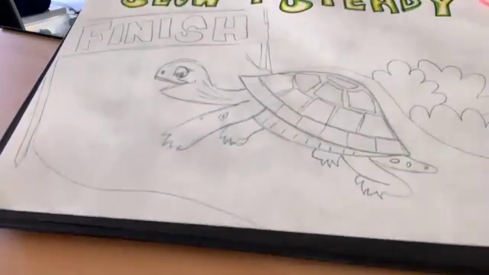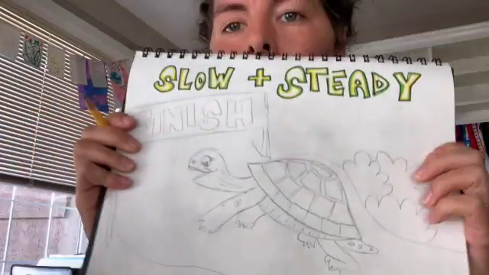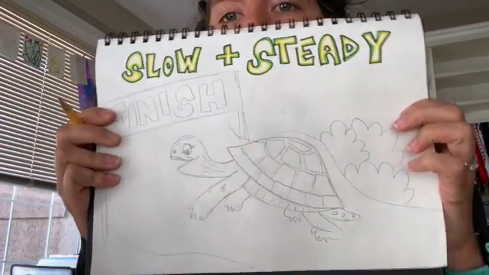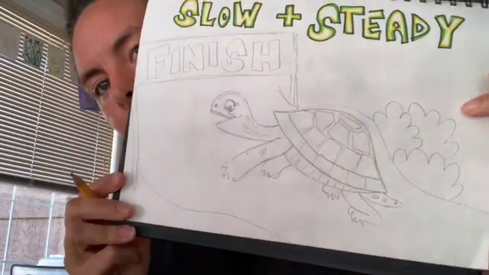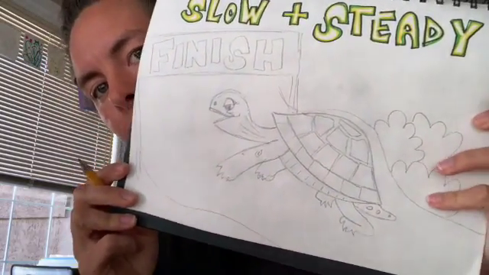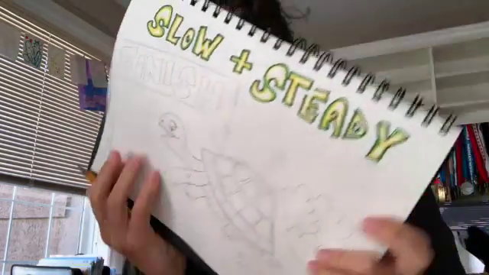And there you go. You've got your tortoise crossing your finish line. Something like that. So I'm going to give you a bit of time to color your tortoise, your finish line, any extra stuff that you want to add in there. And then we will come back and we will talk about some things in our life that we do to do things slow and steady and help us in the long run.